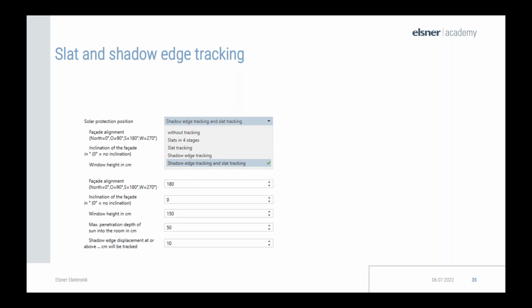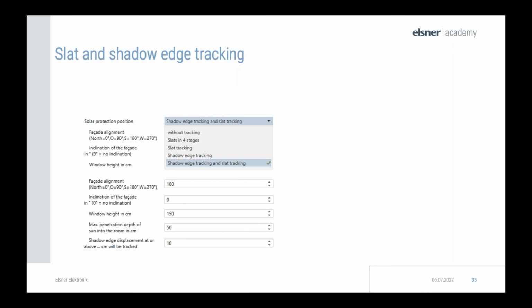Next up, we talk about the slat and shadow edge tracking. In the facade automation, you must select which shading function is desired. Here you can see the following options. Without tracking: shading goes down in the sun and opens the slats to a fixed value. Next, slats in 4 steps: the slats will track the sun in 4 predefined values. Next, slat tracking: the slats move automatically with the height of the sun.